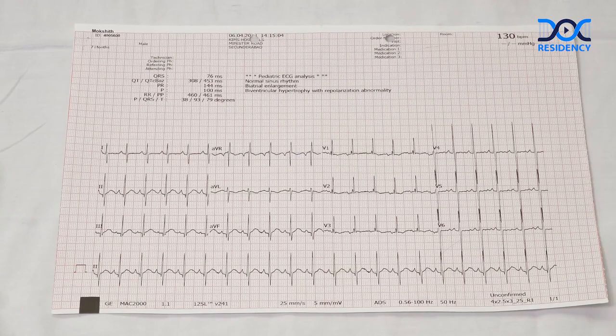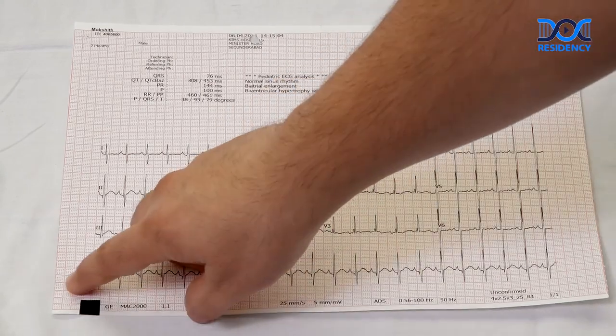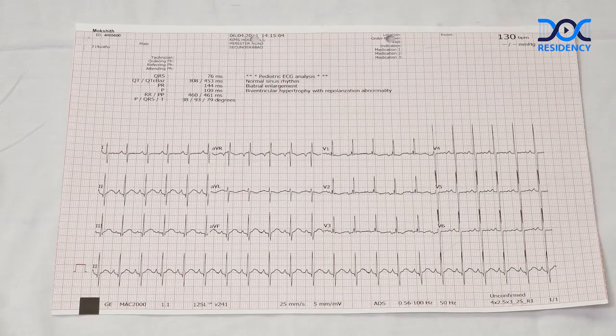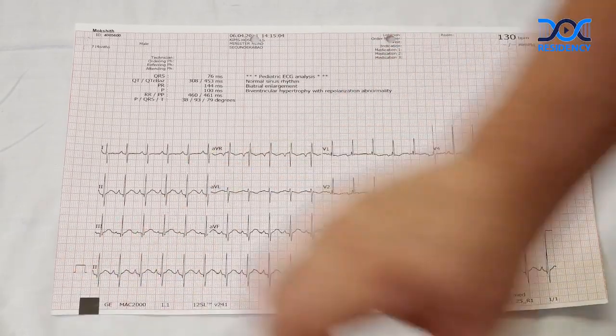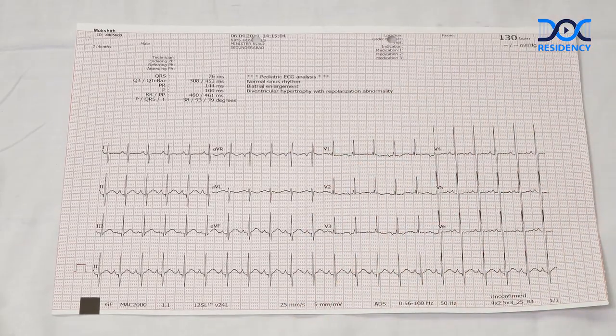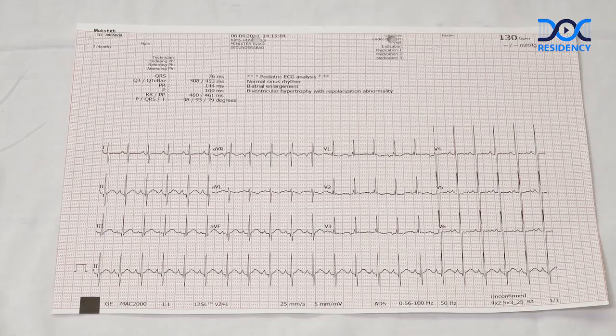They will represent separately for chest and limb lead. But here, if it's with the 5 box, that means it is for both limb as well as chest lead. So this is the voltage, and for the time you see 25 millimeters per second. So that means the speed of the strip is normal.